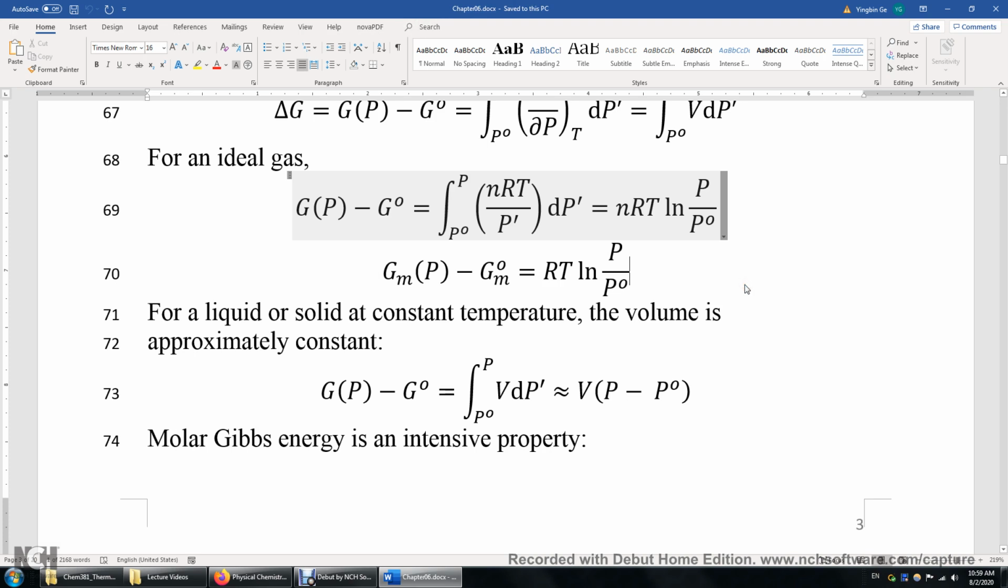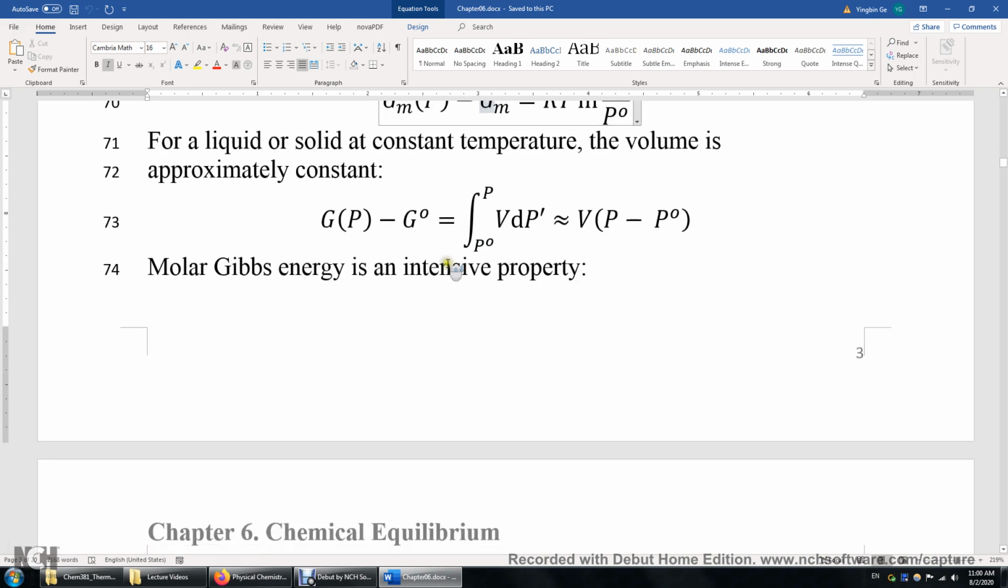For a liquid or solid, it's easier because the volume of a liquid or solid is approximately constant no matter how you change the pressure. And therefore, if this V is constant, we can take this V out of the integral. And therefore, G of P minus G naught is simply the volume times the pressure difference. What about real gases? Well, for real gases, G of P minus G in the standard state is approximately this nRT times ln P over P naught.